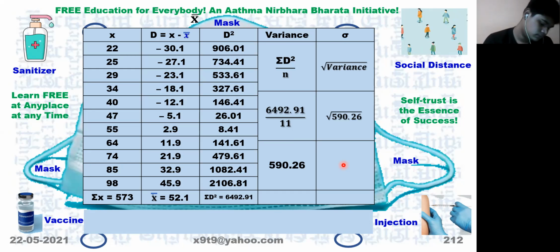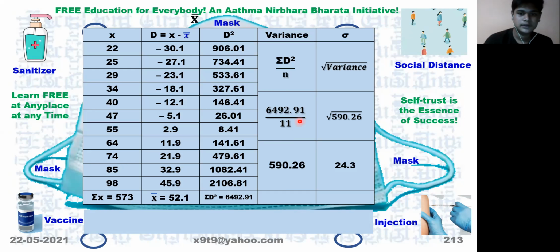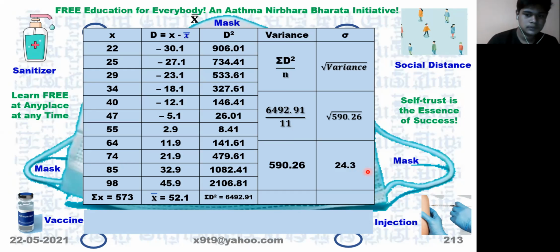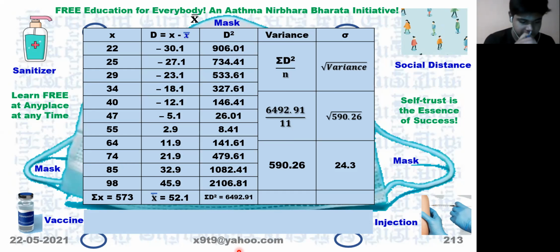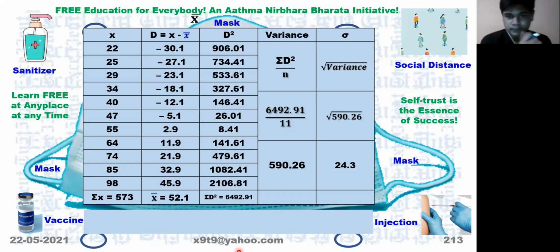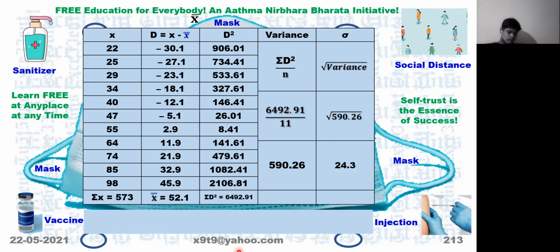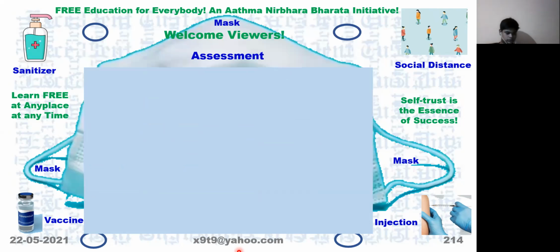24.2. 24.3 will come. I think 29 or something is there. Yes, sir. So 29 we can write as 0.3. We can write 24.3. Okay. So now all the values are there. We'll try to find out different results from these calculations.